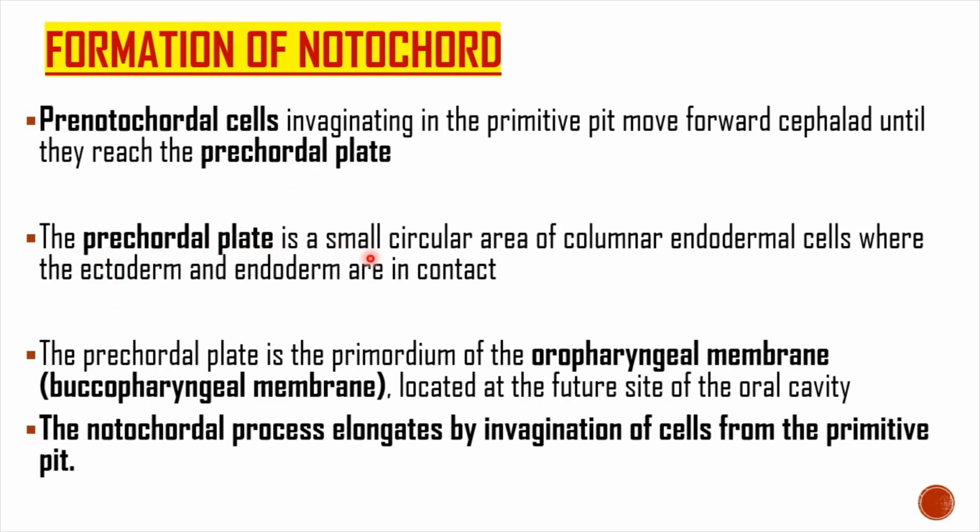So the precordal plate is a small circular area of columnar endodermal cells where the ectoderm and the endoderm are in contact. I'm going to show you this very soon using a diagram. The precordal plate is the primordium of the oropharyngeal membrane, which is the buccopharyngeal membrane. This simply means that the buccopharyngeal membrane is formed from the precordal plate. It's located at the future site of the oral cavity, which is the mouth. The notochordal process elongates by invagination of cells from the primitive pit. Let's look at the diagram.